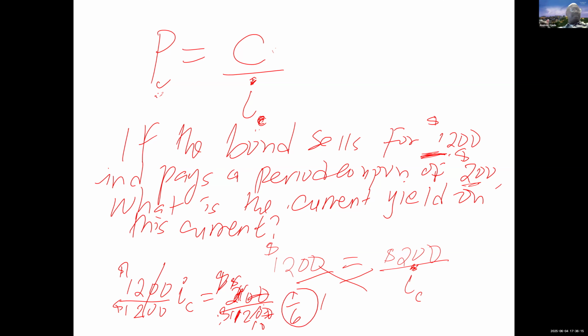So what is 1 over 6? Yeah, so we check out 1 divided by 6, 0.1. So the interest rate on this, the current yield on this bond, is going to be 0.1667 or 16.67%. So it's pretty straightforward. Okay. So let's make more progress.